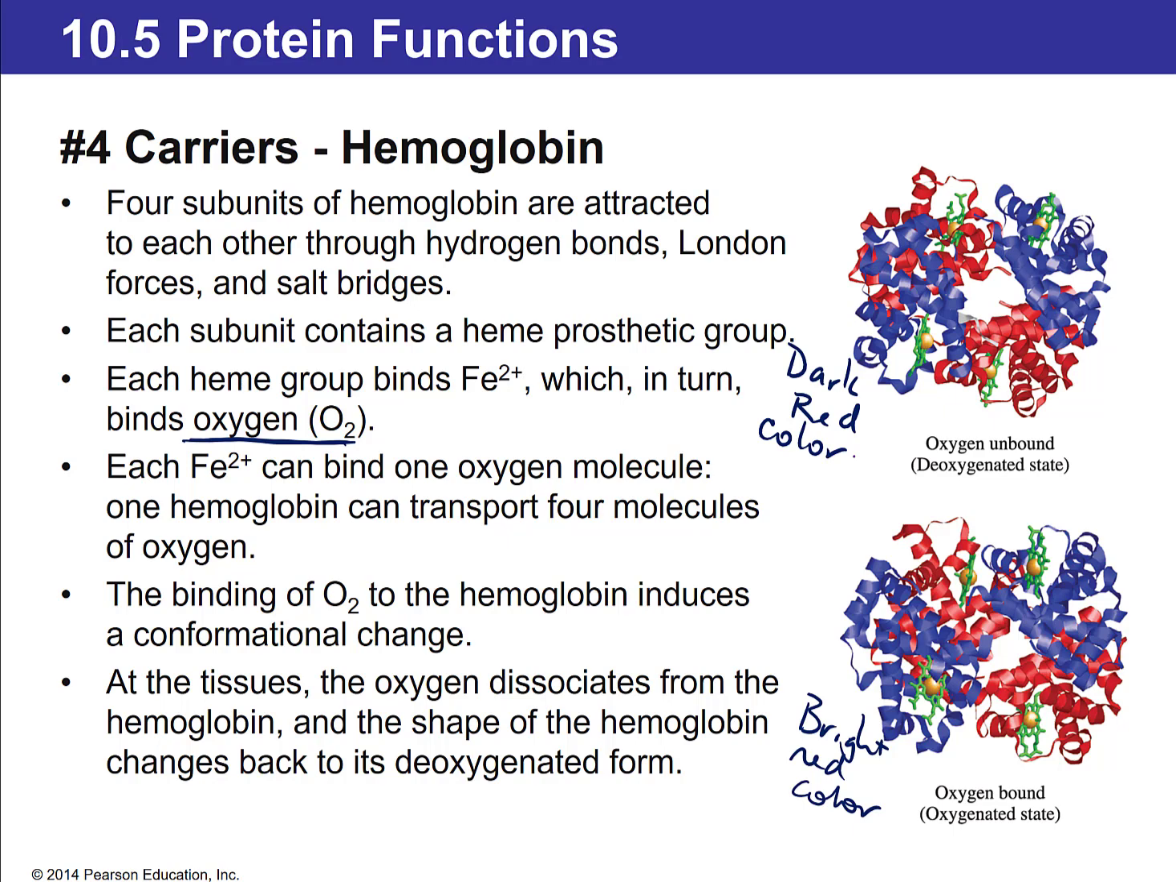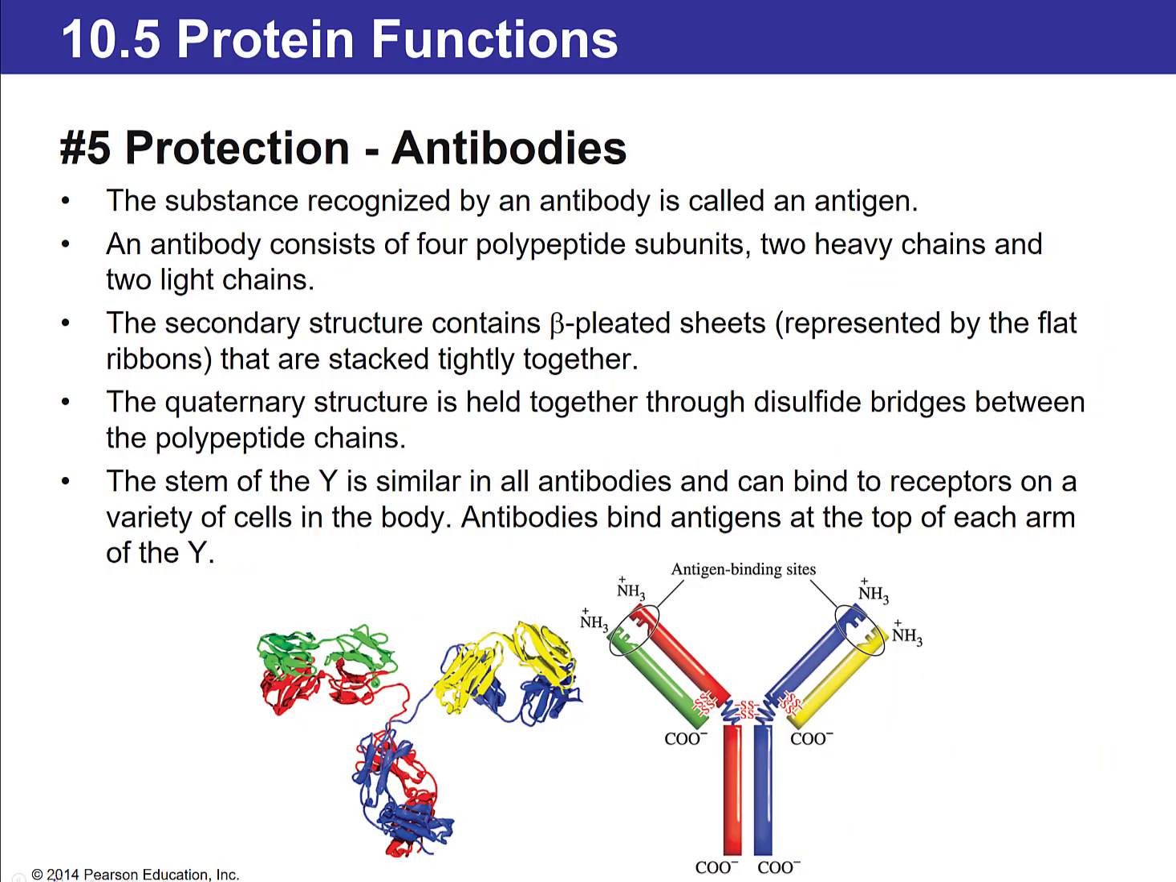So carriers. So we have messengers, we have receptors, we have transporters, we have carriers. 5, protection. So there are proteins. The common example that they use is called an antibody. Antibodies are made by your immune system cells, and they're almost always drawn looking like a Y.